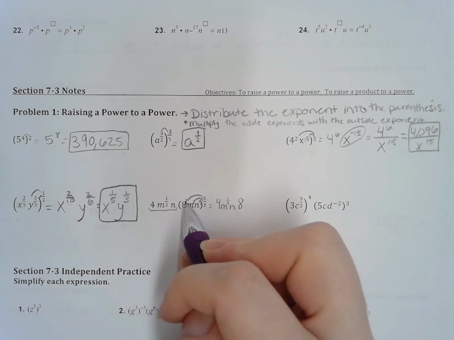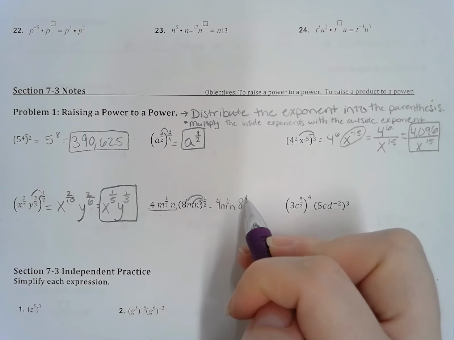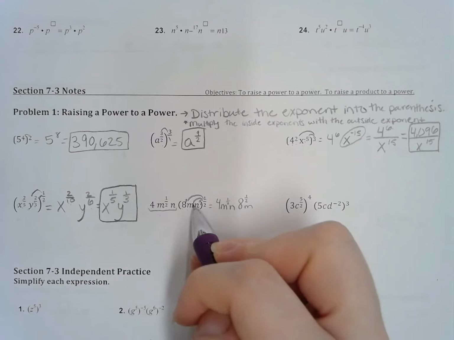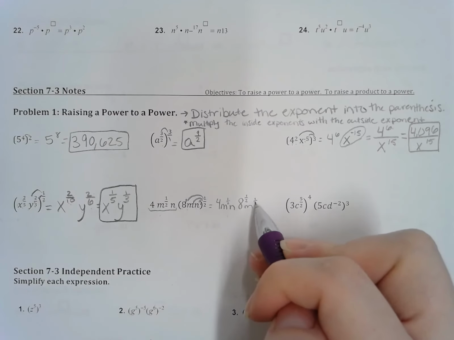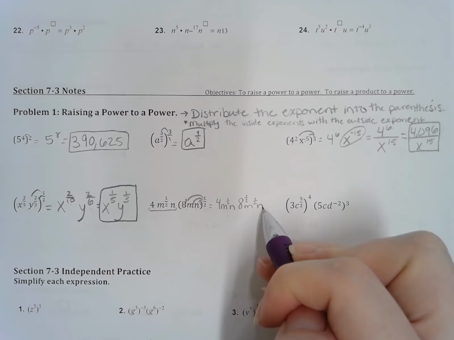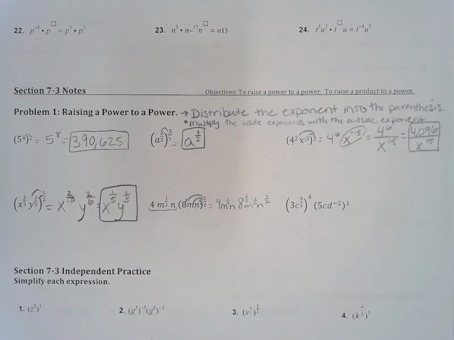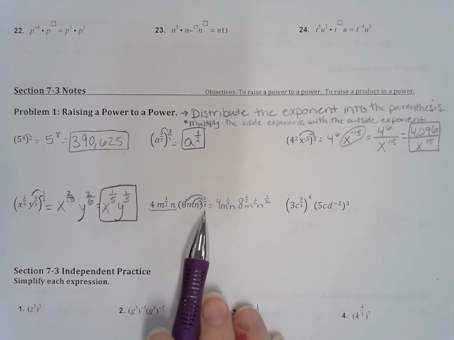Then I multiply. 1 times 1/2 is 1/2. M will also be 1 times 1/2, which is 1/2. And n is 1 times 1/2, which is 1/2. So that's my first step, just making sure to get rid of the parentheses by distributing in the 1/2 that was on the outside.